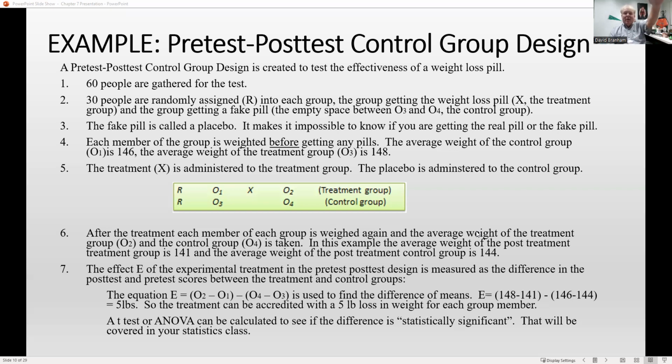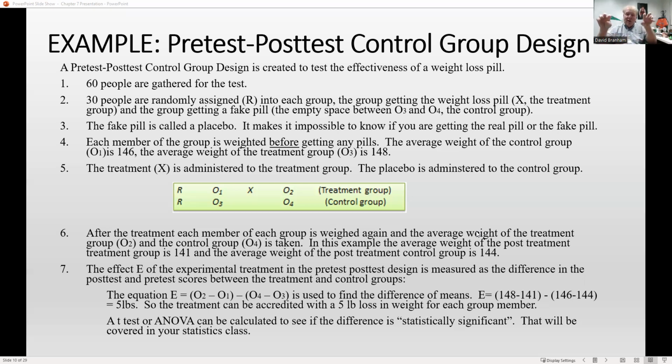The average weight of the group in O2 and the control group O4 is taken. So at first, at O1 and O3, they weigh everybody. In my example up here, the average weight of the control group is 146 in O1. The average weight of the treatment group in O3 is 148. They take the pill, and then after the pill is taken, they come in at the same time and everybody is weighed. In this example, the post-treatment group weighs 141 on average. The average weight of the post-treatment control group is 144.